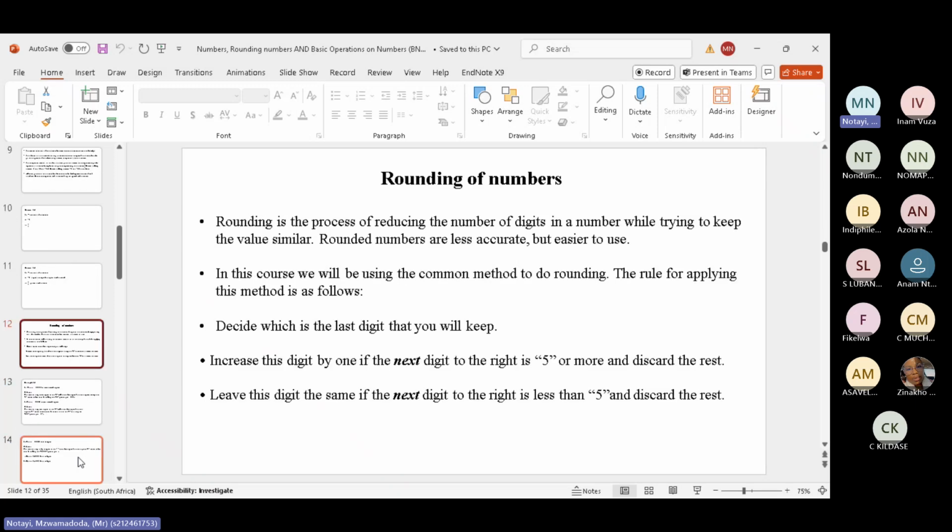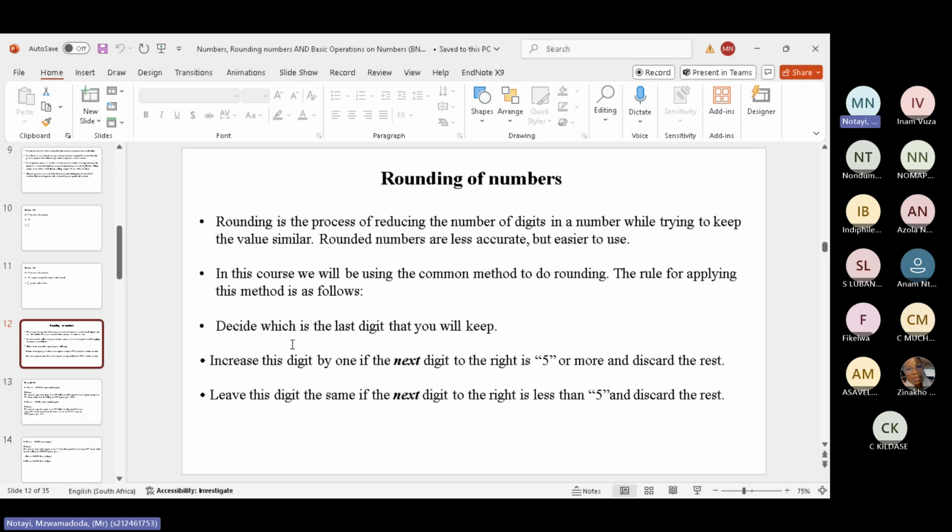Okay, let's look at rounding numbers. Rounding is the process of reducing the number of digits in a number while trying to keep the value similar. Rounded numbers are less accurate, but they are easier to use. We round them to make things easier for us. So in this course, we will be using the common method to do rounding. The rule for applying this method is as follows.